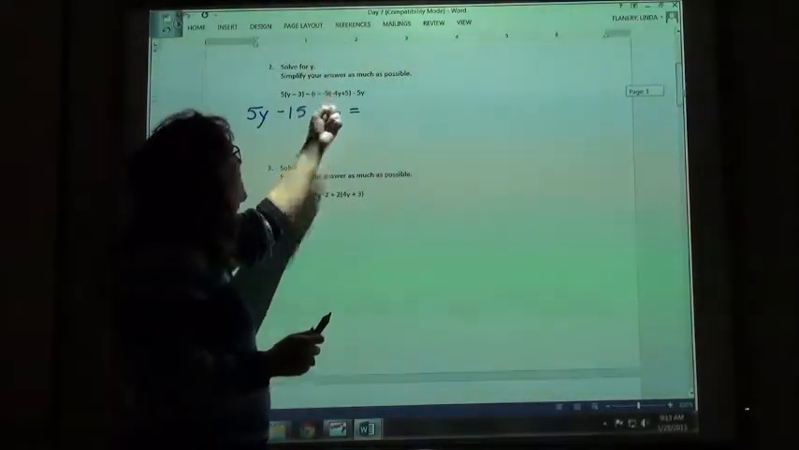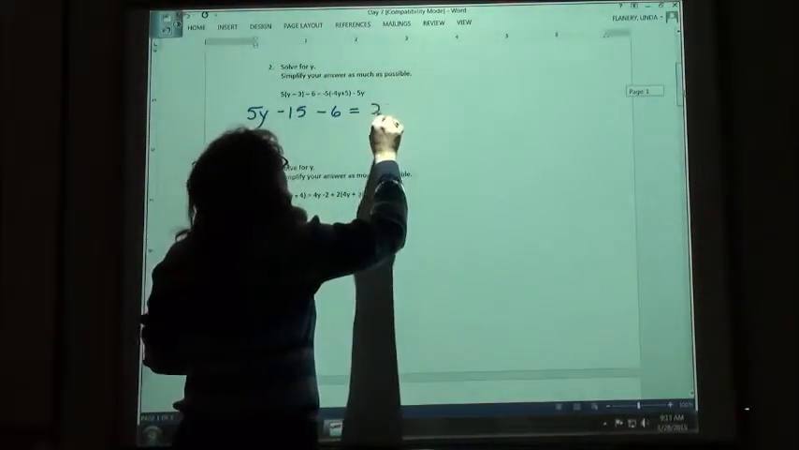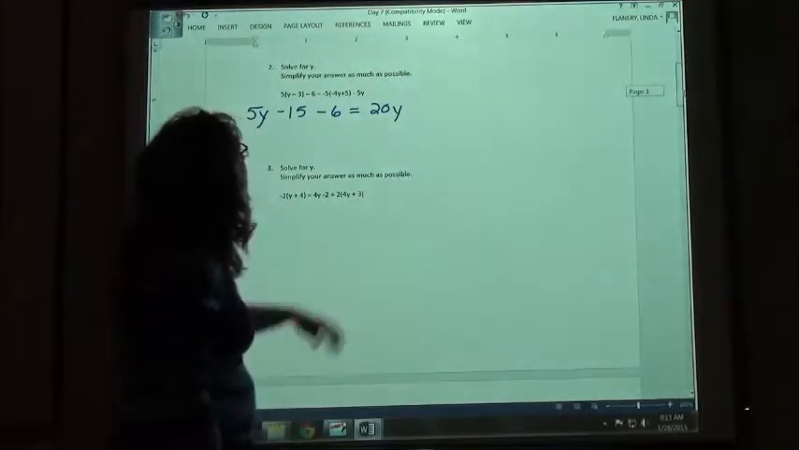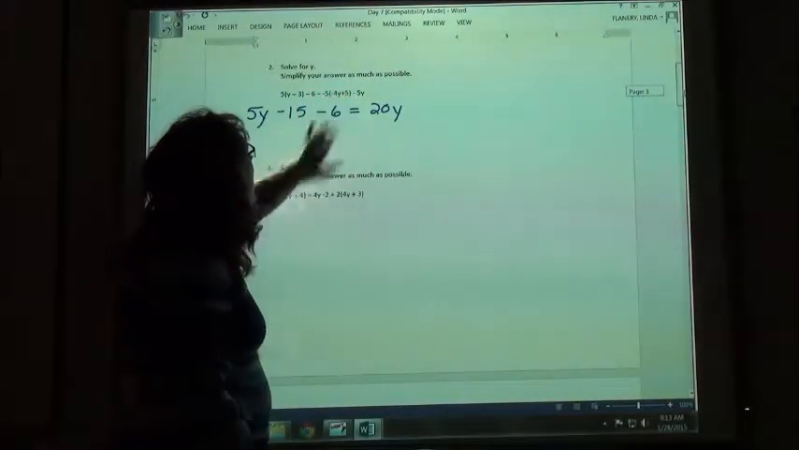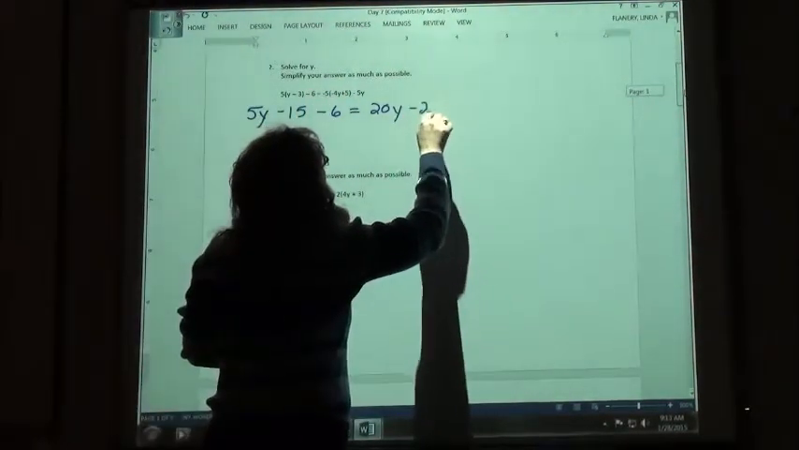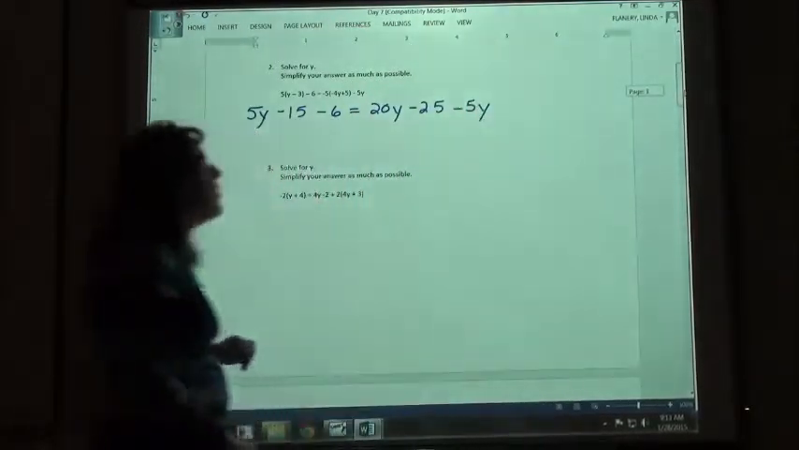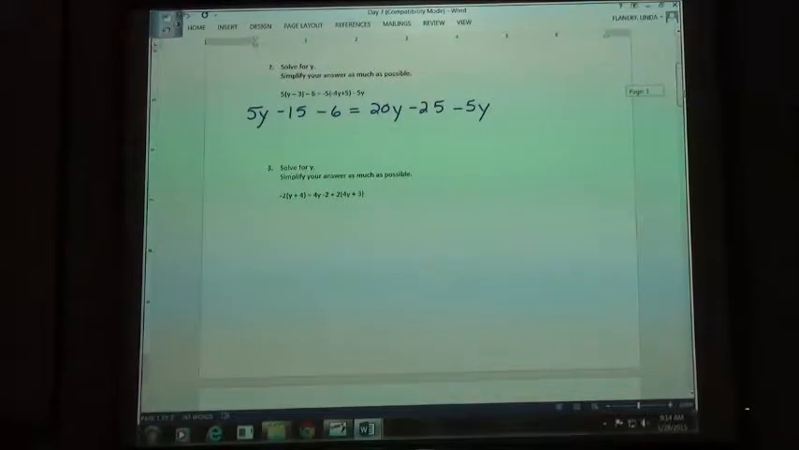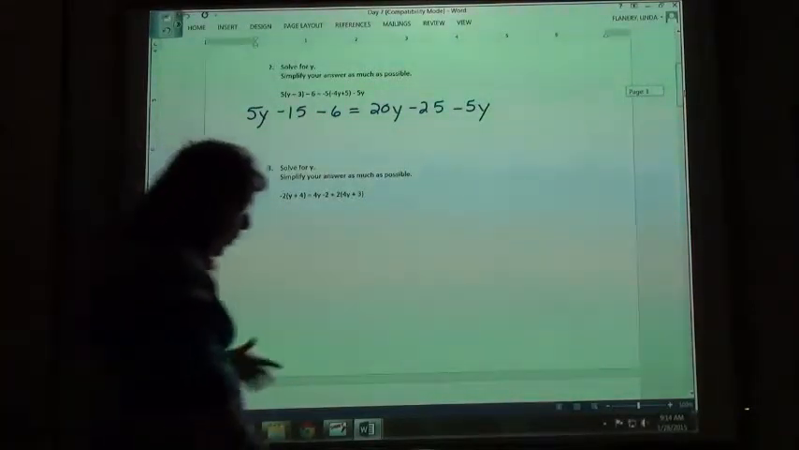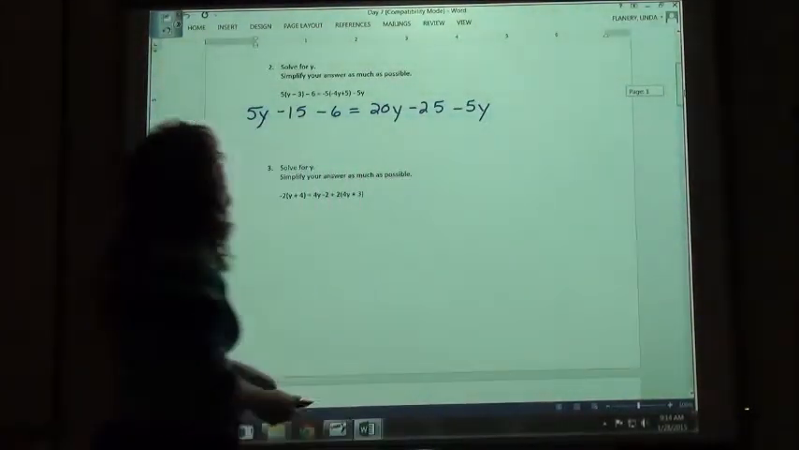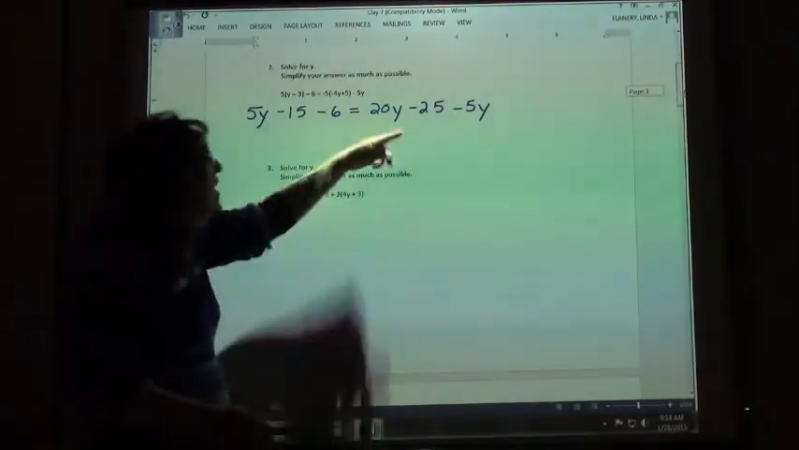Negative 5 times a negative 4y would be positive 20y. Negative 5 times a positive 5 is going to be a negative 25, and we're going to bring down the minus 5y that's not in the parentheses. Again, we've got 3 terms on both sides of our equation this time, which tells me I can combine stuff on the left and on the right.